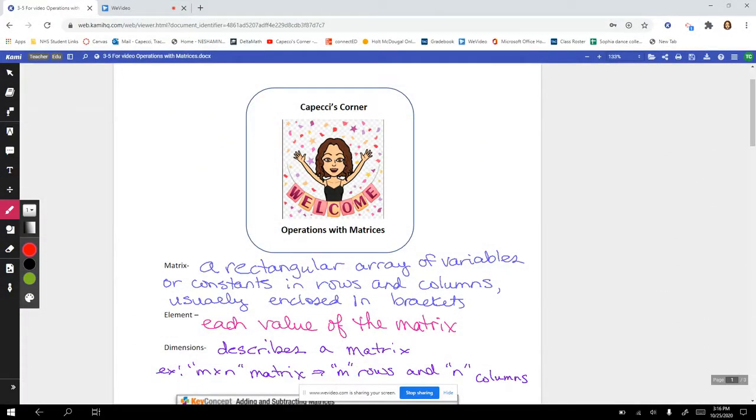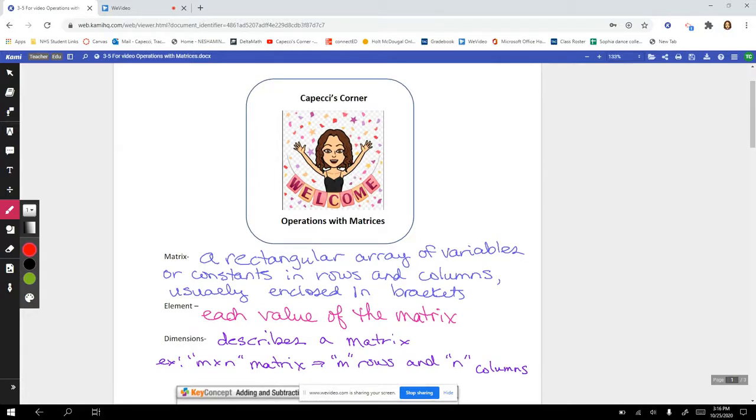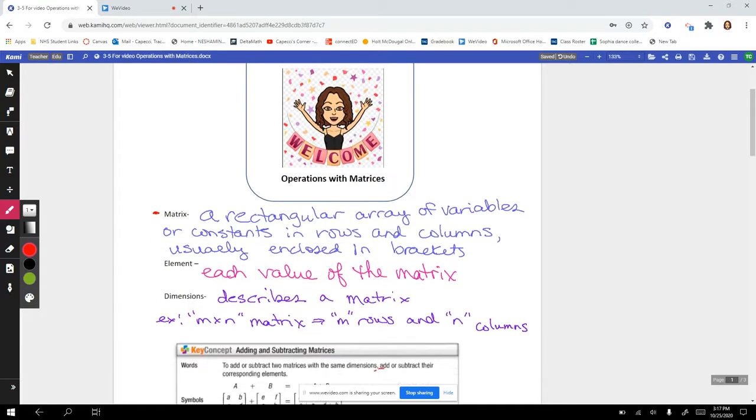Today on Capecchi's Corner, we're going to look at operations with matrices. Now, this is the first lesson when we're dealing with different matrices, so we're going to do a lot of foundation work today. So a matrix is a rectangular array of variables or constants in rows and columns, usually enclosed in brackets. Now, each element is each value of the matrix. The matrix has several values in it, so they're each called elements.